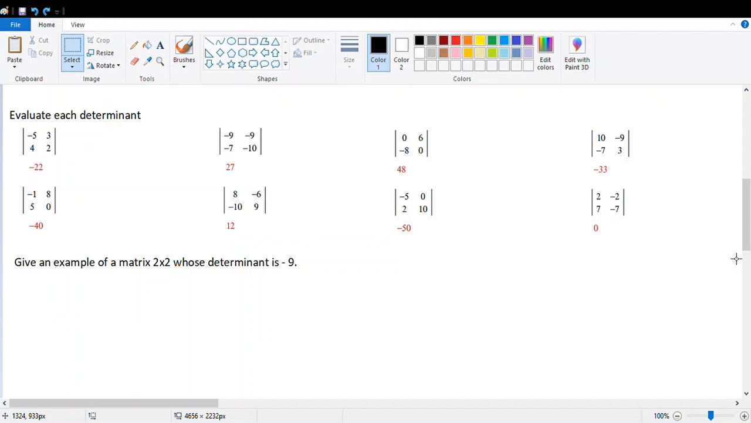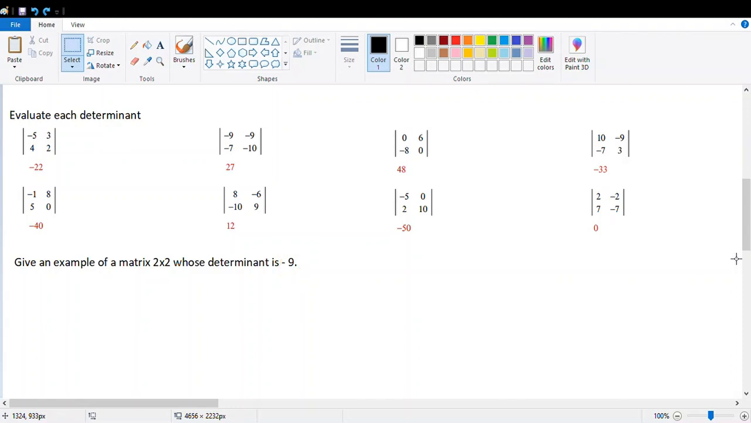The second part of the exercise says, give an example of a 2 by 2 matrix whose determinant is -9. In this case, I want you to propose a matrix, okay, a 2 by 2 matrix. What does 2 by 2 mean? That means it has two columns and two rows, okay, so you have to create your 2 by 2 matrix, but that matrix has a condition. The determinant must be -9, okay?